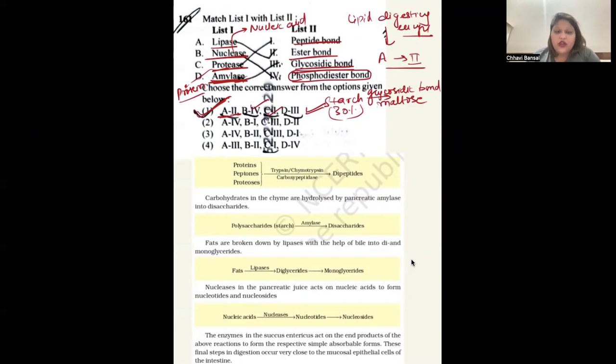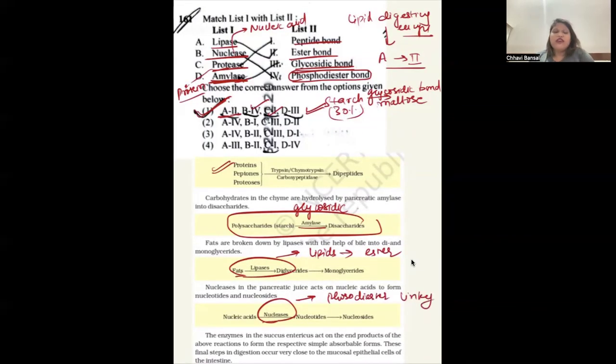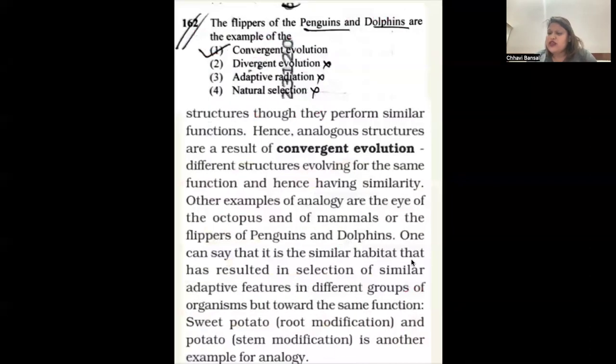Clear? Any doubt? You can read it in the NCERT as well. This is from the digestive system, where it is written that amylase is going to digest the polysaccharide. Polysaccharide means carbohydrates, right? Carbohydrate has glycosidic linkage. Fats are digested by lipases. Fats or lipids have what? Ester linkage. Nucleic acid is digested by nucleases, which have phosphodiester linkage. So it's very, very easy to do such questions if you know the basics. Clear? Let's go to the next question.